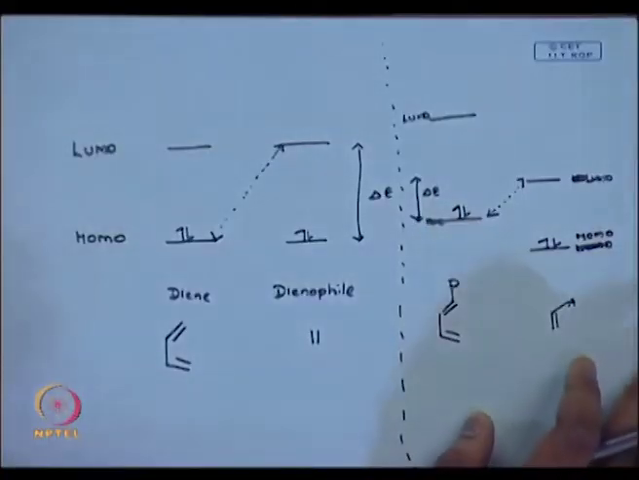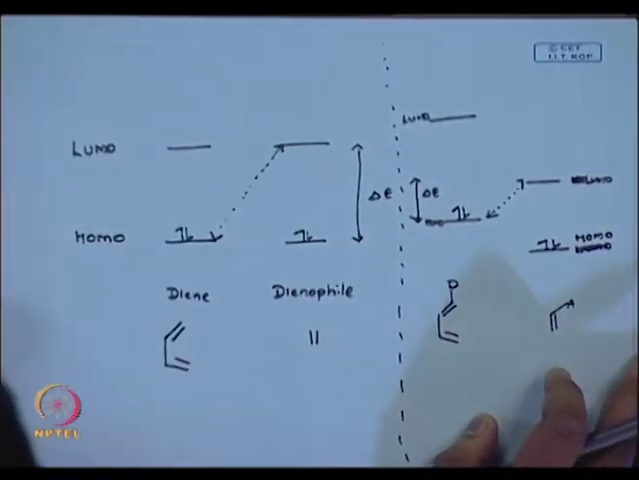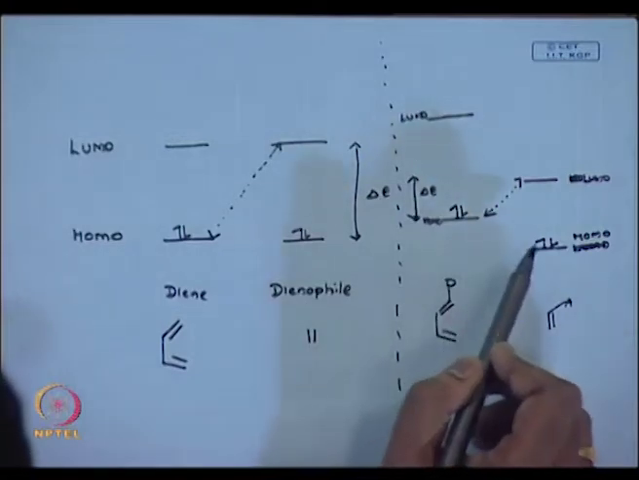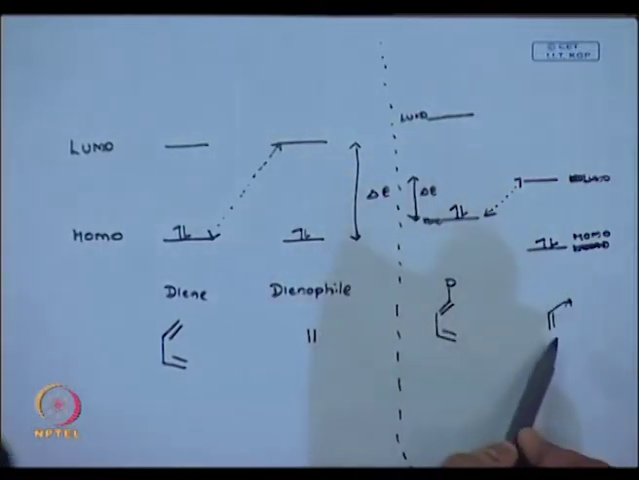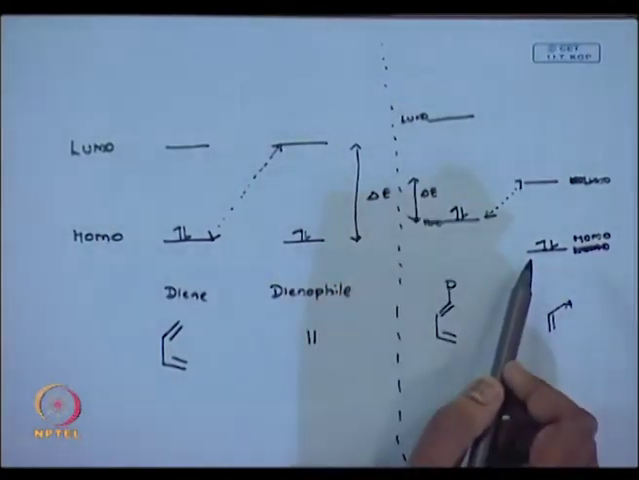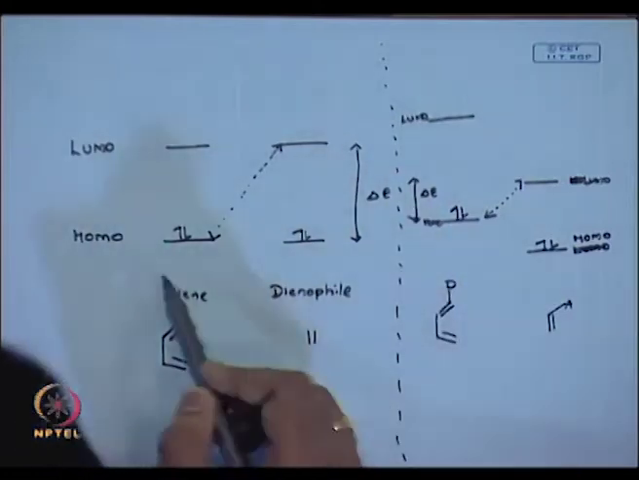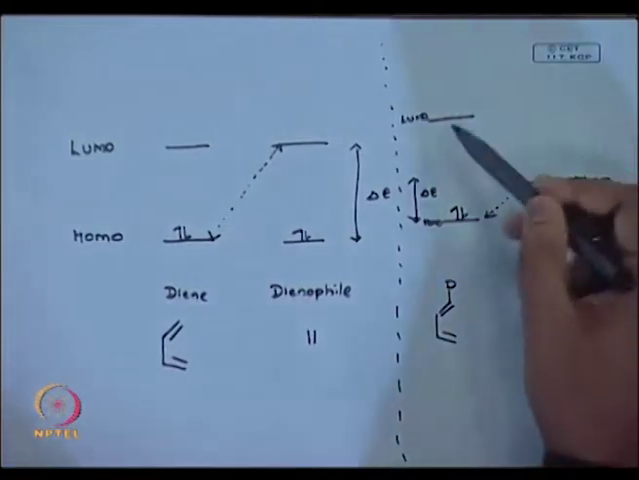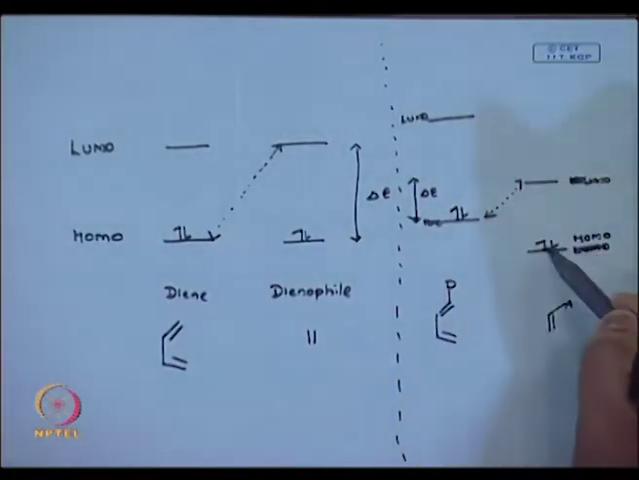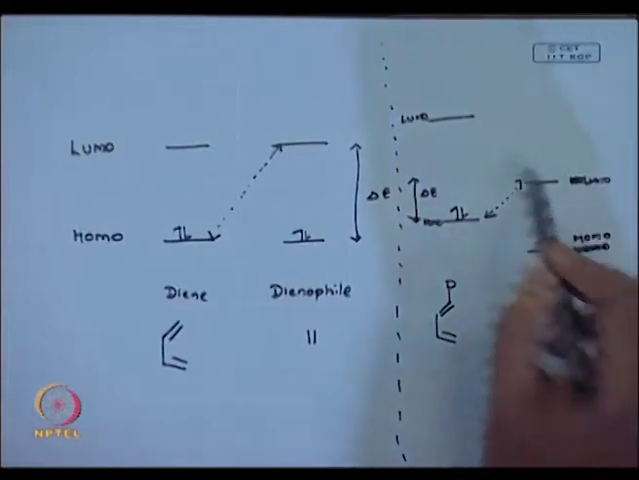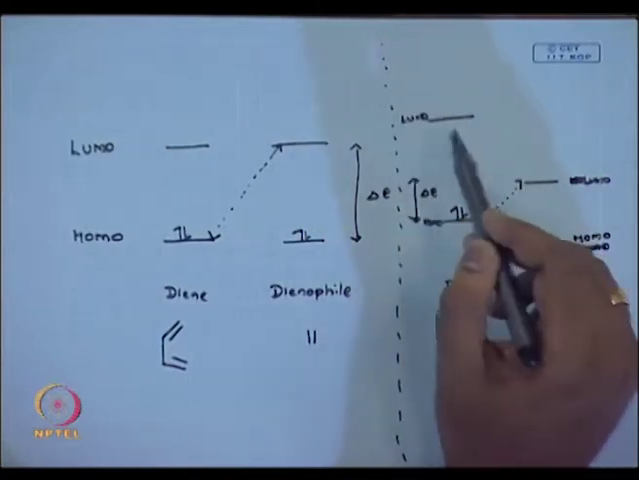If you watch this energy diagram much more carefully, you can end up asking one question: can I react the HOMO of my dienophile with the LUMO of my diene? Is it possible? So far we are talking about the HOMO of your diene and the LUMO of your dienophile. If I can change this energy difference, I can lift this up and lower it down. So, is it possible for the HOMO of my dienophile to react with the LUMO of the diene?